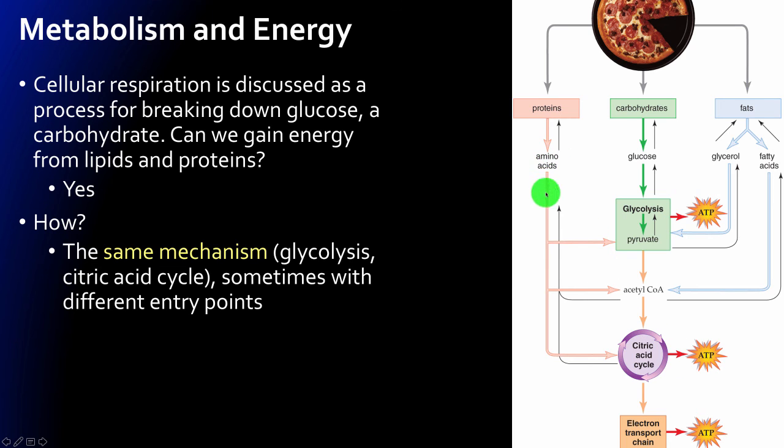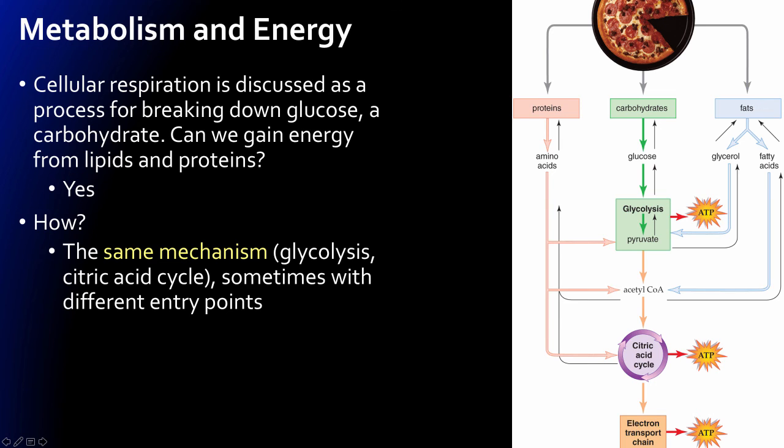With proteins, your amino acids can jump in at multiple different steps here depending on which pieces we break them down into, and we can go through the electron transport chain and generate ATP. With fats, it depends whether we're talking about the glycerol of our triglyceride or the 3 fatty acid tails. We can either drop the glycerol into the glycolysis process or the fatty acid tails later on here to where we break them down into acetyl-CoA, go through the citric acid cycle, and the electron transport chain.